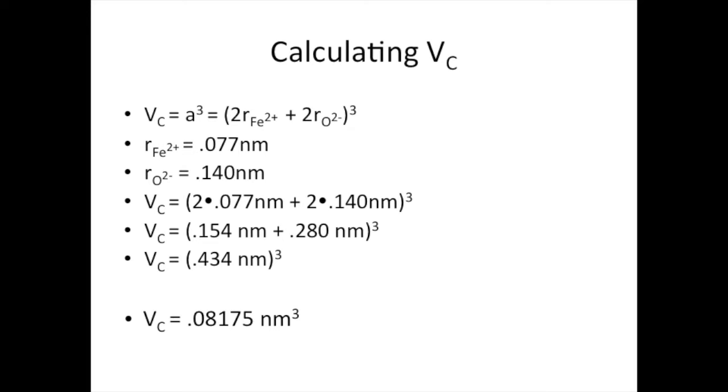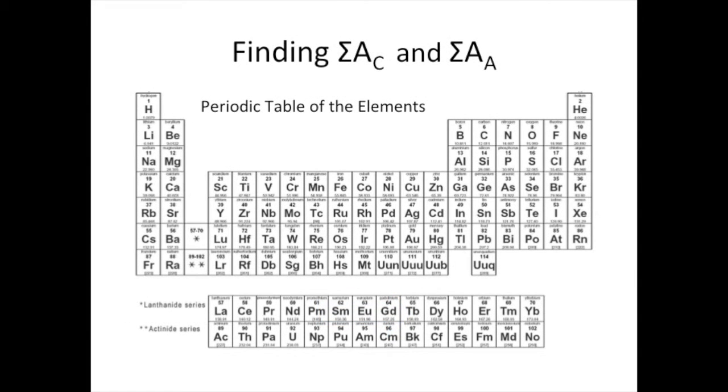0.08175 nanometers cubed. However, the theoretical density will be in units of grams per centimeter cubed, so it is easier to convert the unit cell volume instead of the final result. So therefore, V sub C is equal to 8.175 times 10 to the negative 23rd centimeters cubed. Now only the sigma A sub C and sigma A sub A values are left before finding the theoretical density rho.